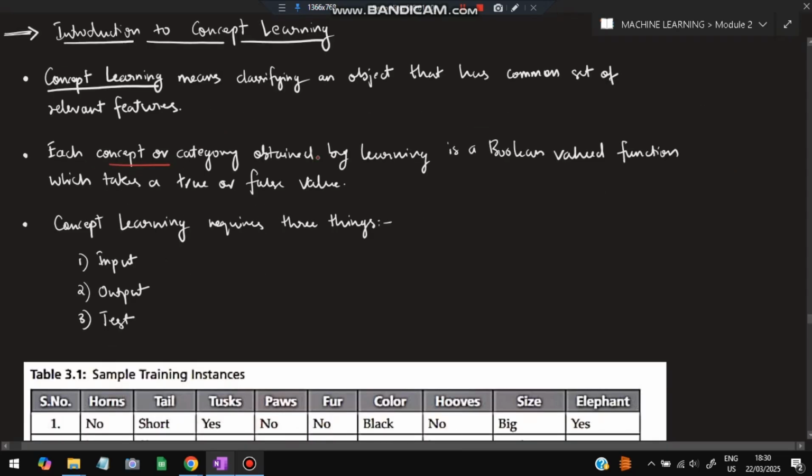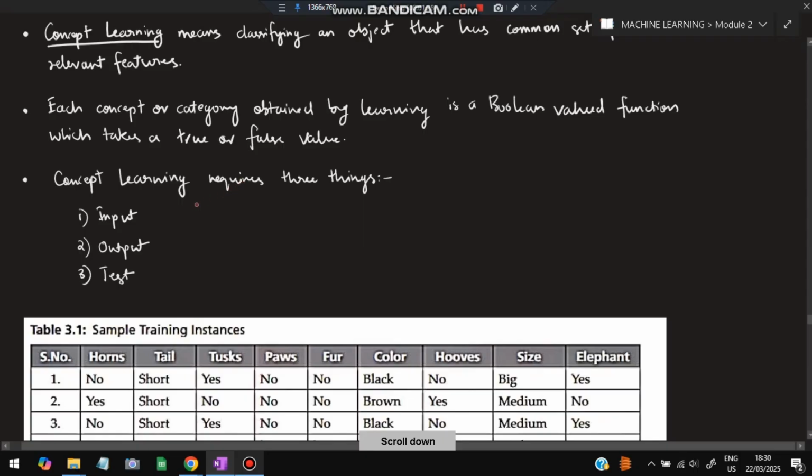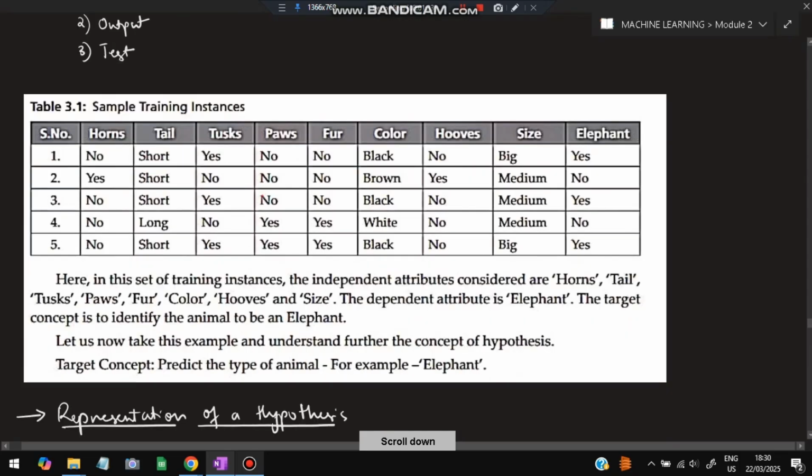Each concept or category can be either a true or false value. For example, if I ask you, are you tall or not, it can be either true or false, right? So that is a concept. Okay, one feature. So concept learning requires three things: input, output, and test. Okay, so this is a table which will be extensively used.